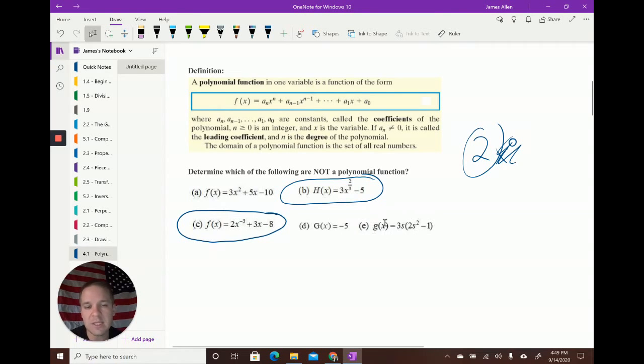Over here, it's in factored form, but if we distributed that 3s in, we would have 6s to the third power minus 3s. That is absolutely a polynomial, so I'm not going to circle that. I almost didn't follow directions. So only those two, the negative exponent, the fraction exponent, we're good.